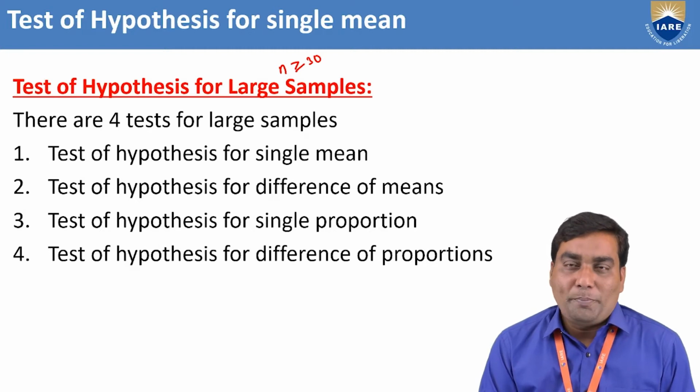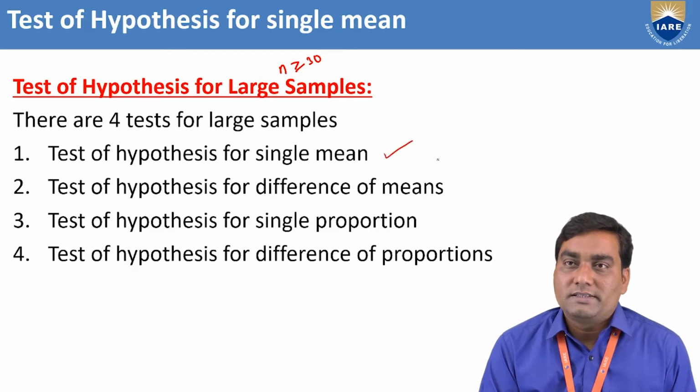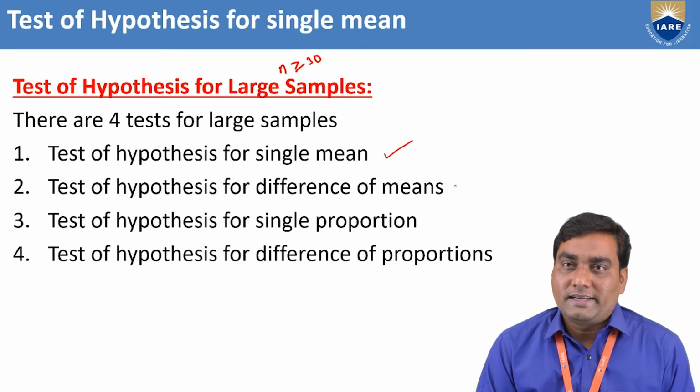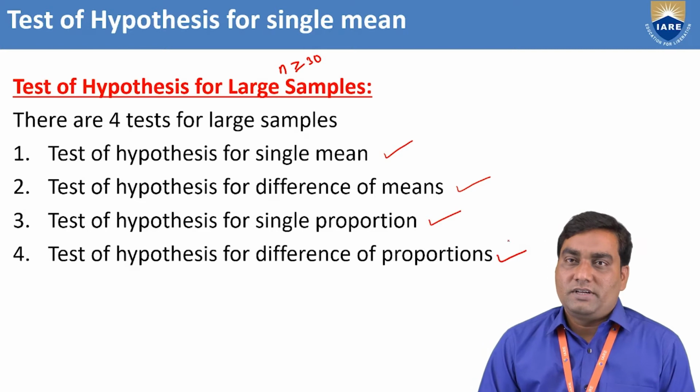In this topic, there are 4 different types of tests for large samples. First one, test of hypothesis for single mean. Second one, test of hypothesis for difference of means. Third one, test of hypothesis for single proportion. And fourth one, test of hypothesis for difference of proportions.